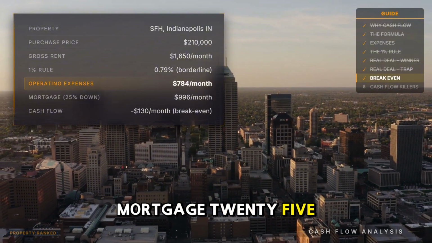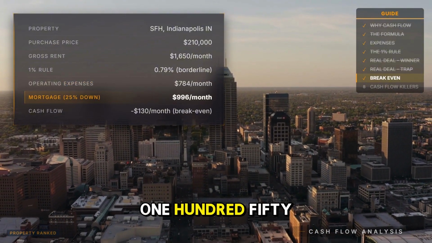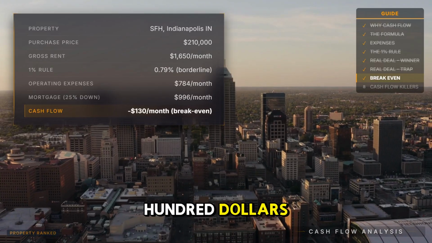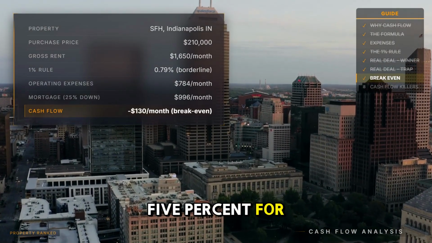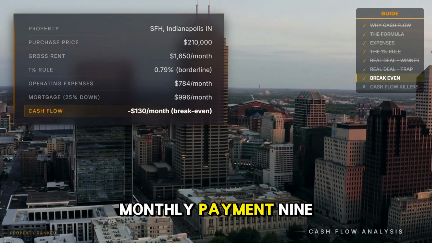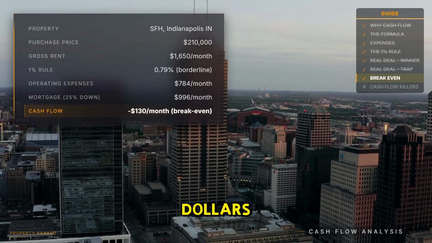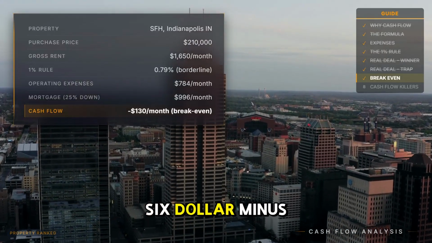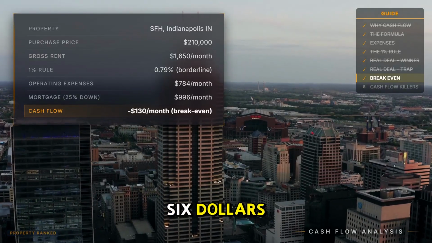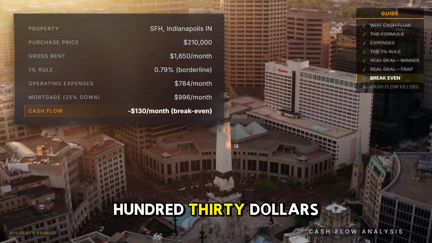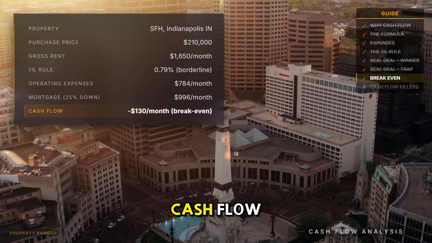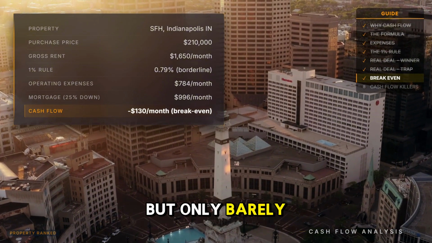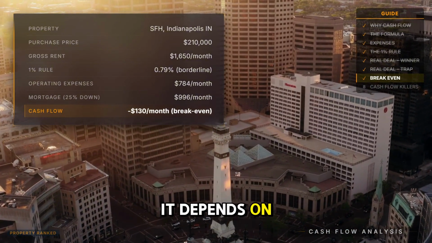Mortgage, 25% down, financing $157,500 at 6.5% for 30 years. Monthly payment, $996. $866 minus $996 equals negative $130 per month. That is negative cash flow, but only barely. So is this a bad deal? It depends on your strategy.